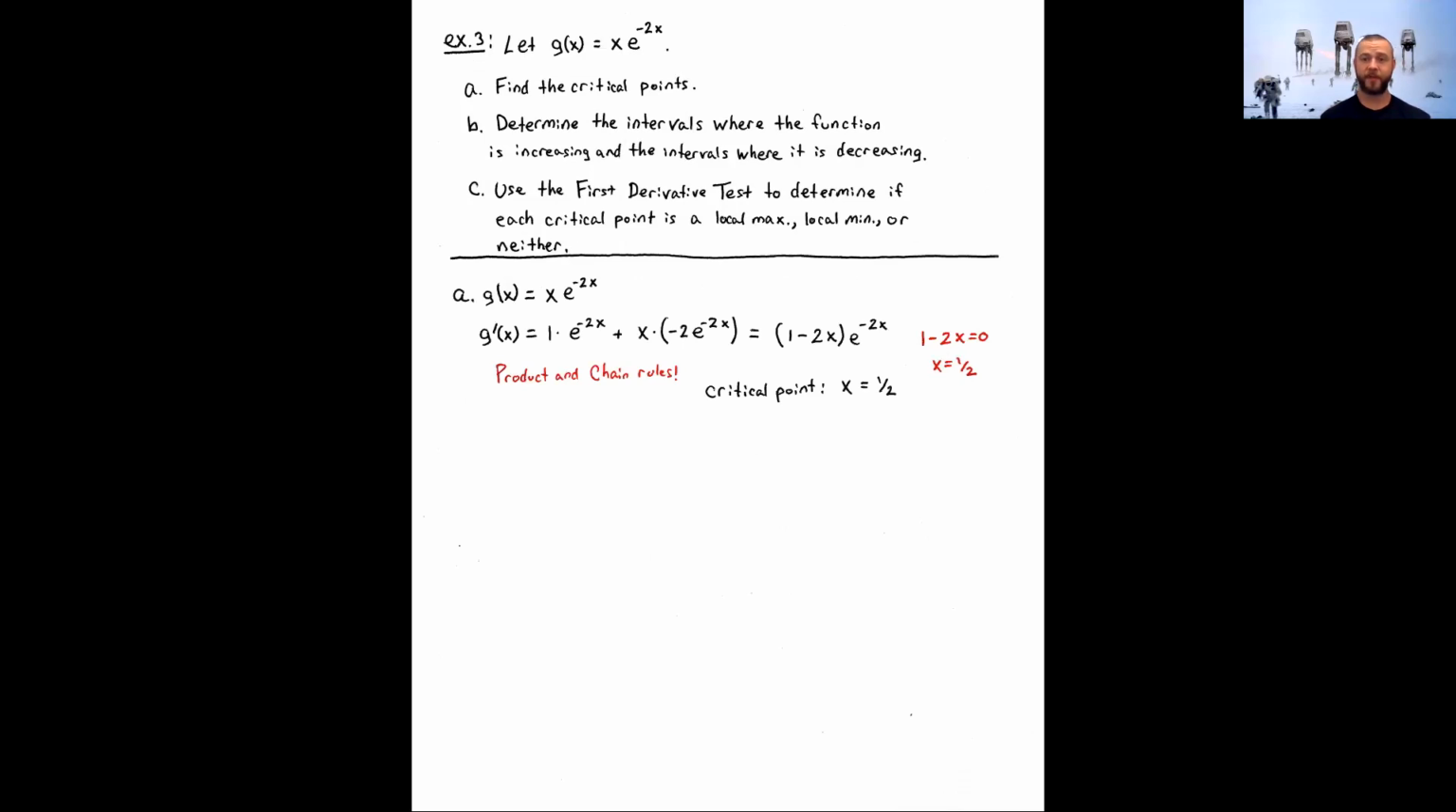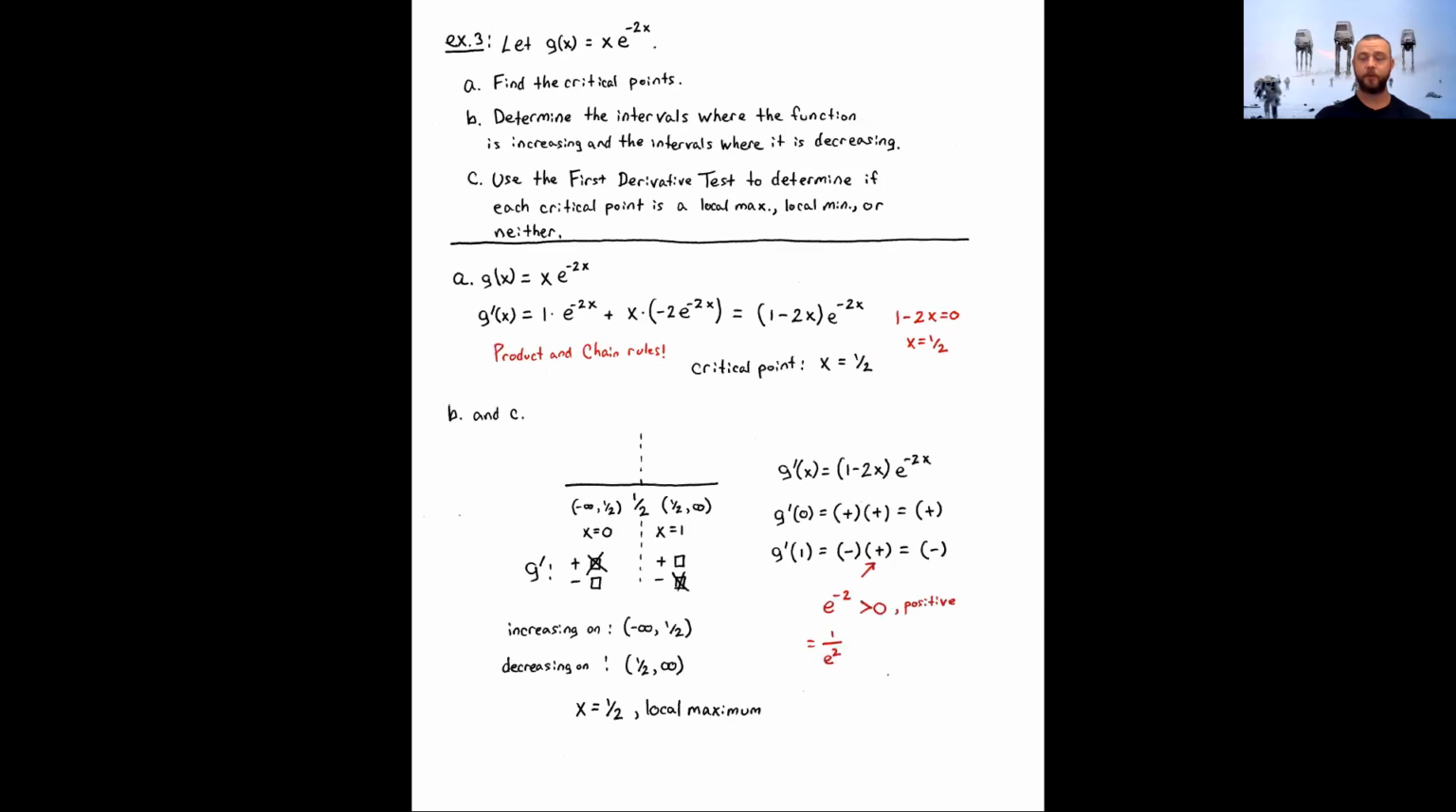Now, if we set the part in parentheses, 1 minus 2x, equal to 0, the solution to that is x equals 1/2. We don't have to worry about the exponential factor equaling 0, since we already know from previously covering critical points that exponential functions never equal 0. So we get a single critical point, 1/2 here. We get a very simple sign chart. We're only splitting the x-axis at a single x value, 1/2.